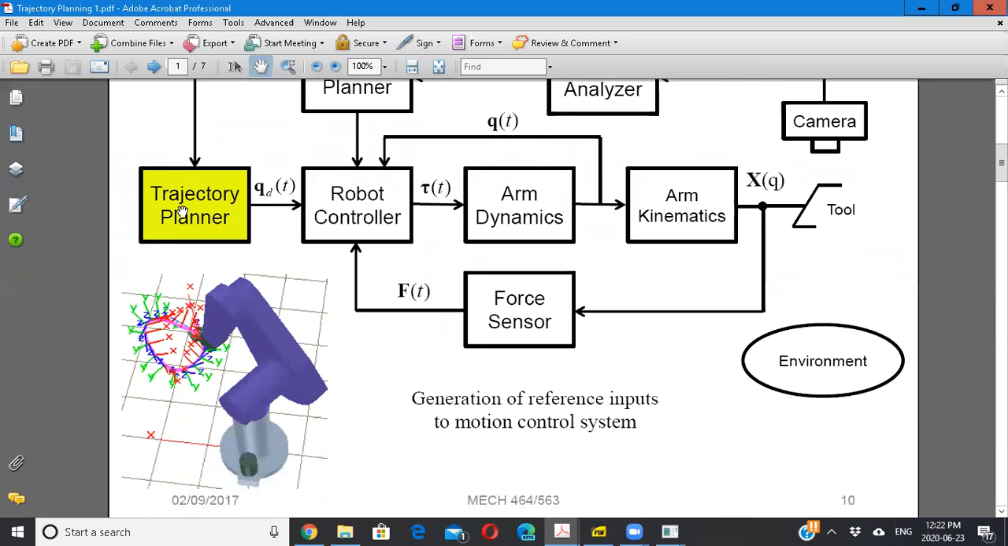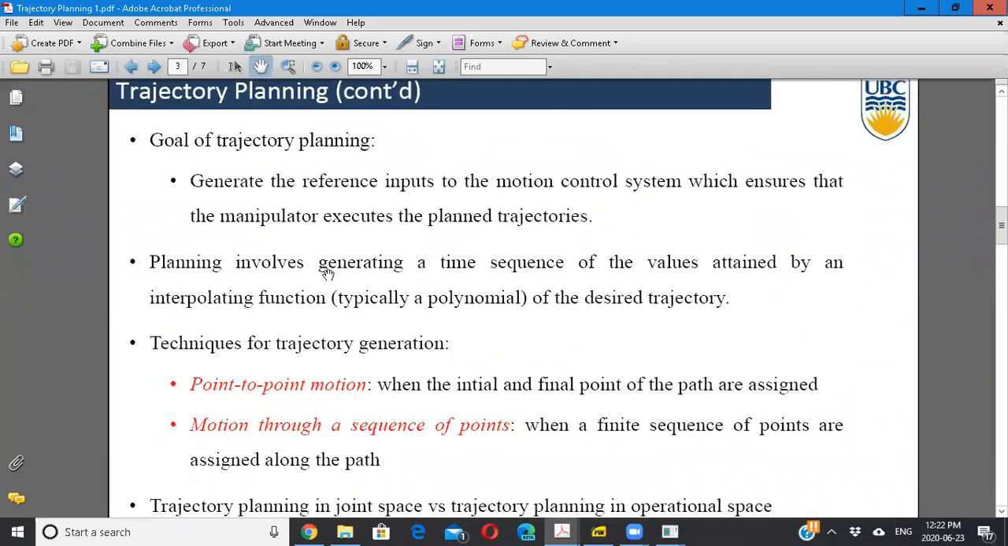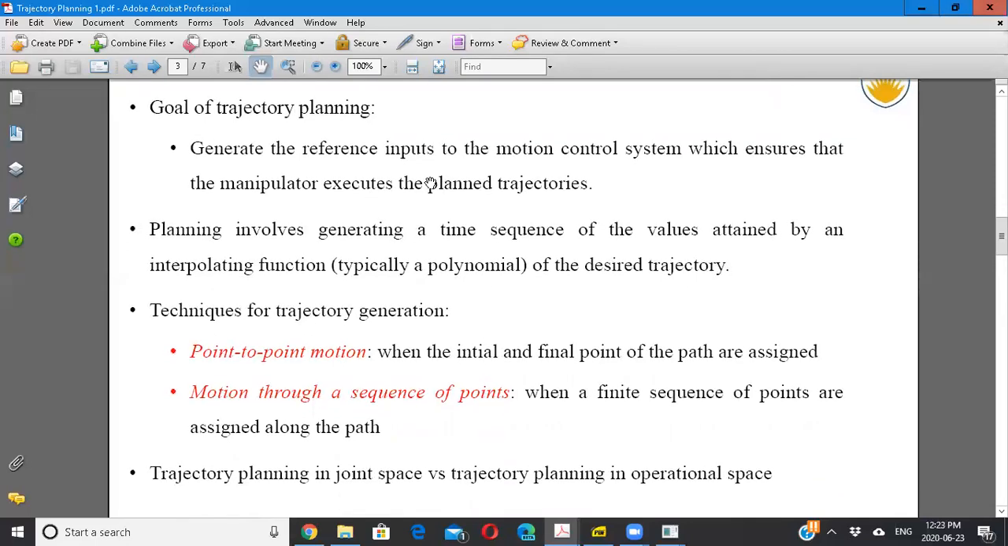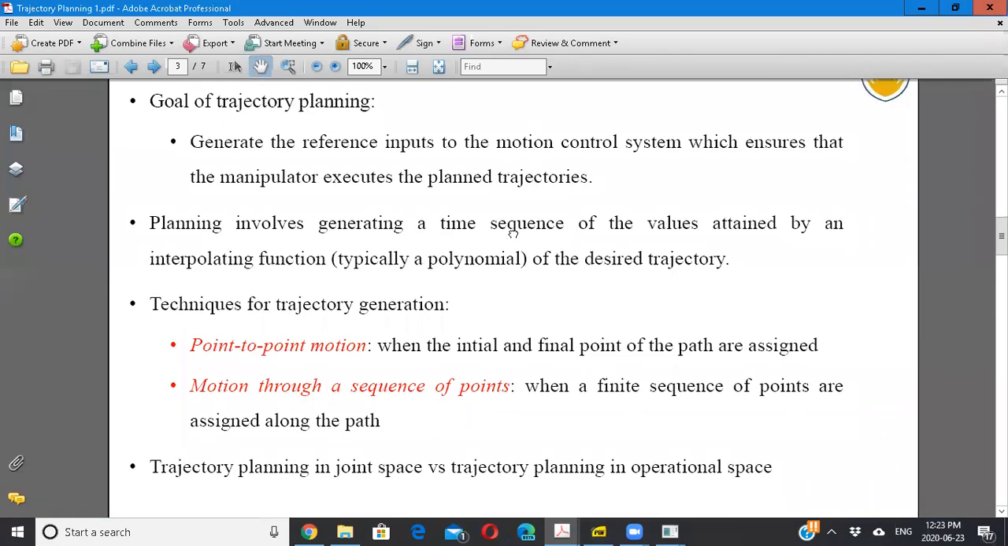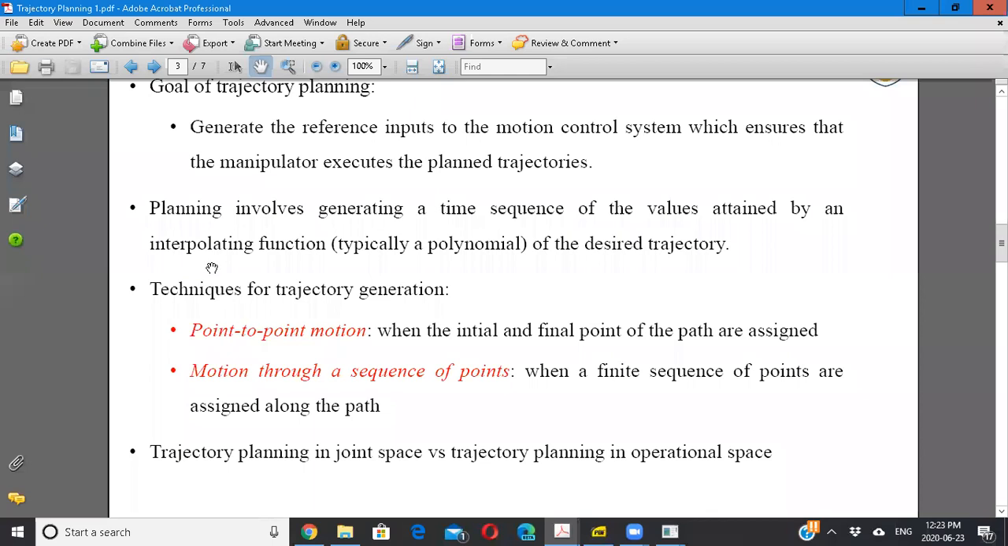Okay, and who gives this Q desired to this? The trajectory planning block. That's also done in software normally. It generates the reference inputs to the motion control system, which ensures that the manipulator executes the desired or planned trajectories. Planning involves generating a time sequence of the values attained by an interpolating function, typically a polynomial, of the desired trajectory. What is an interpolating function?